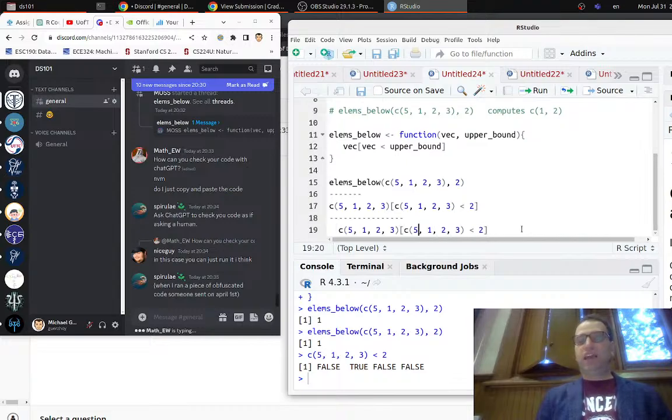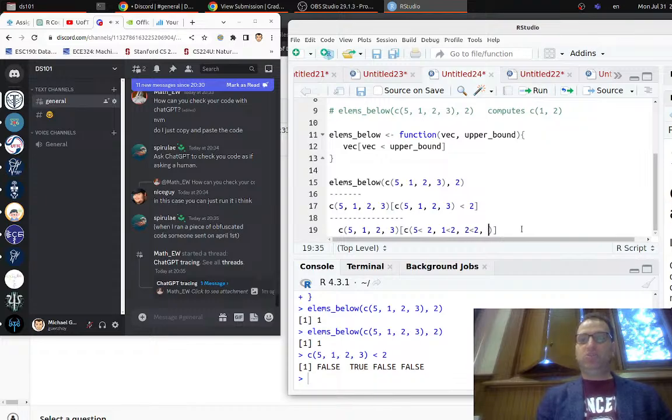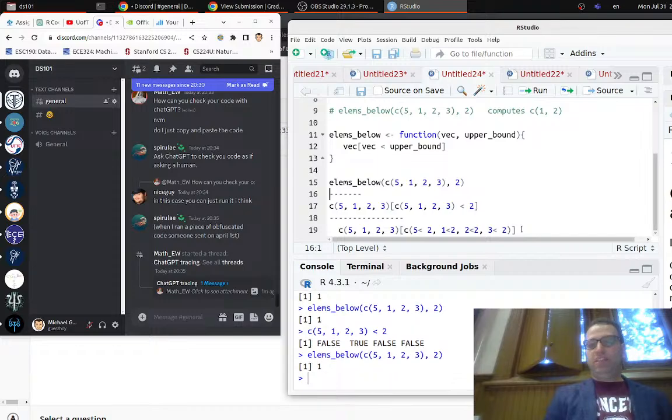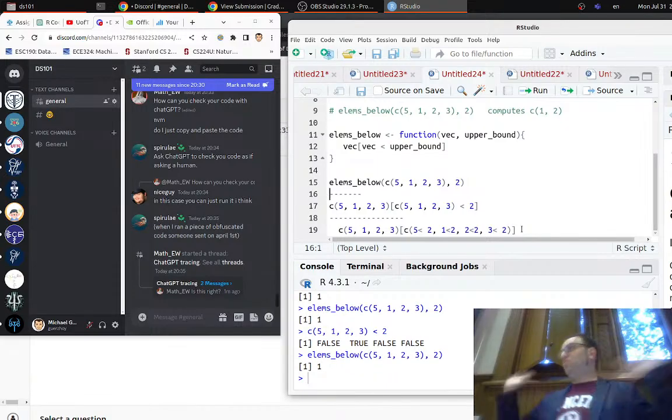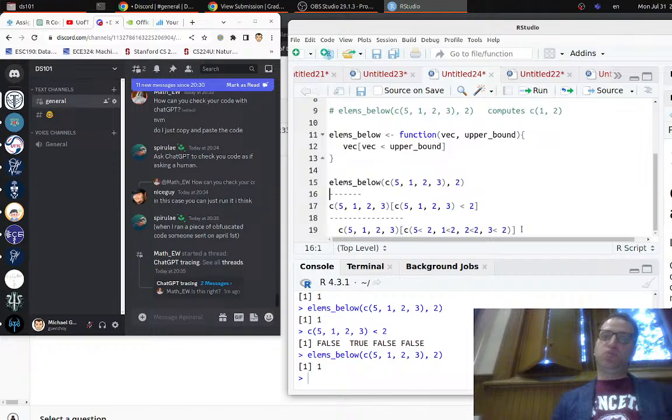And I would say, okay, so what is this? Again, substitute. So this would be 5 smaller than 2, and 1 smaller than 2, and 2 smaller than 2, and 3 smaller than 2. So I can check again that this is 1. Of course, I didn't change anything. It was supposed to be 1.